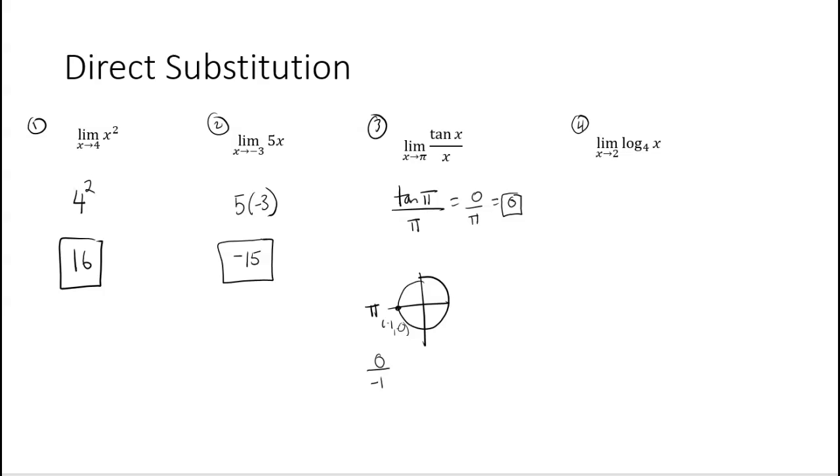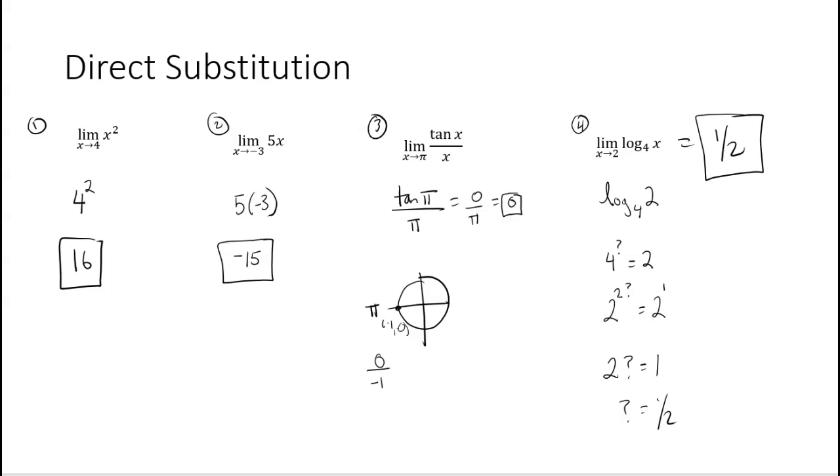Last but not least, number 4, the limit as x approaches 2 of log base 4 of x. So we're just saying log base 4 of 2. You're trying to ask yourself, you have to raise 4 to the power of what number to give you 2? I'm going to rewrite 4 as 2 squared, so 2 to the power of question mark is equal to 2 to the power 1. So 2 times question mark is equal to 1. Our question mark is just 1/2. So this is equal to 1/2.